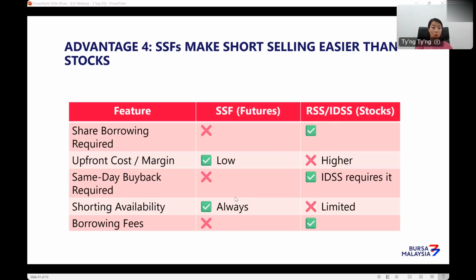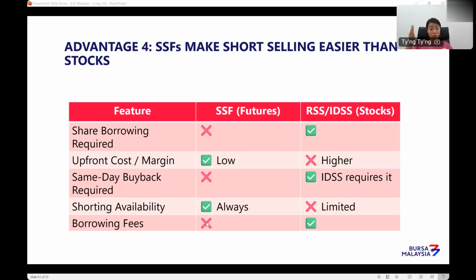For SSF, you always have it. For RSS and IDSS, it's limited. Certain stocks, you are limited. And before you can short, you also need to borrow. There are a lot of rules bound by it. By the way, just in case you do not know, RSS is regulated short selling. IDSS is intraday short selling. This one is in the stock market. Intraday short selling is only limited to the day, and for RSS, you need to borrow the shares before you can short.